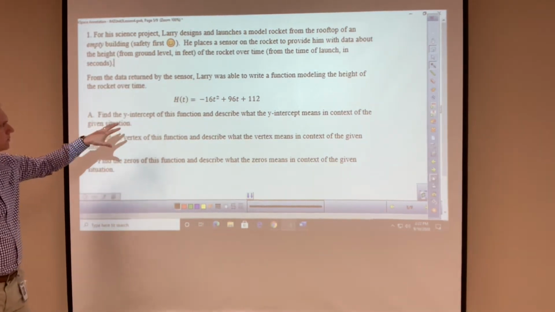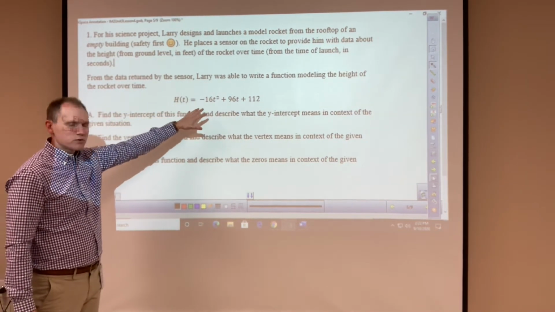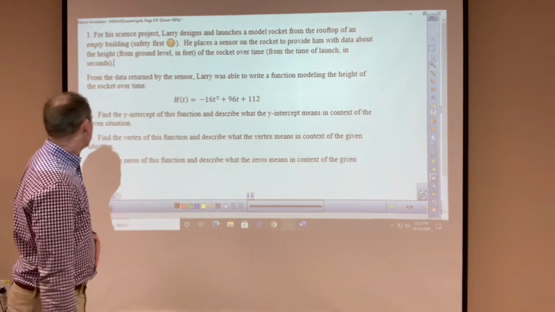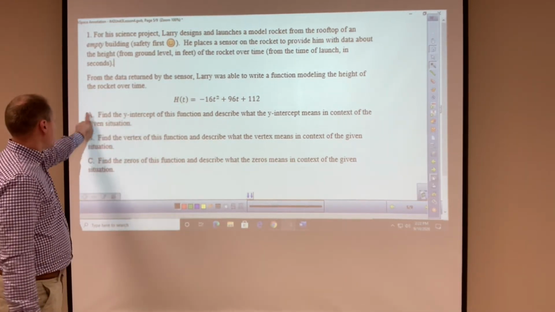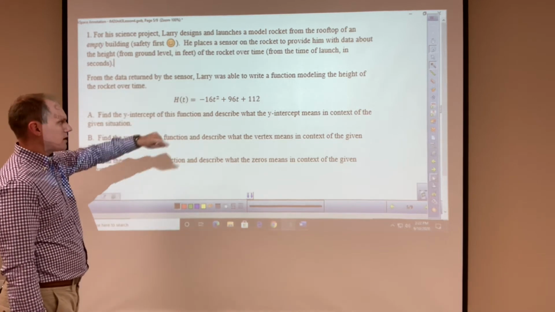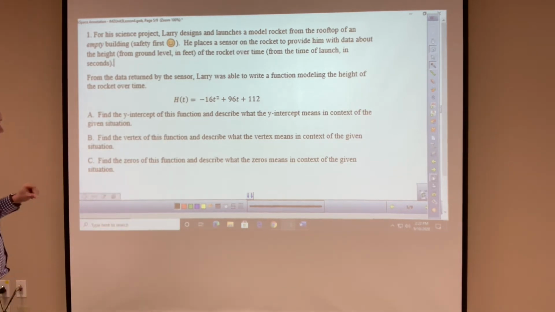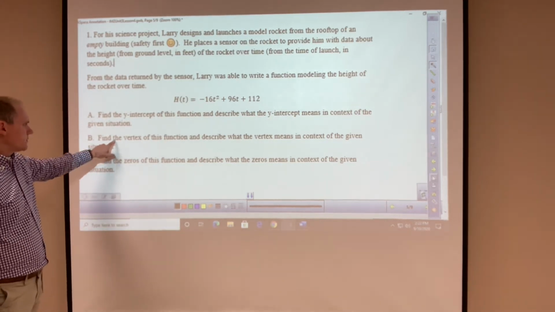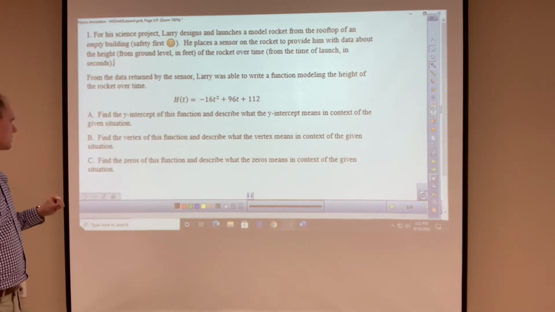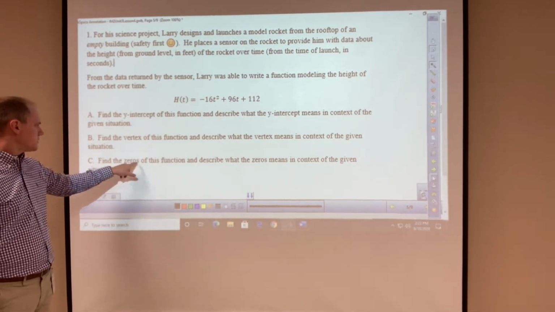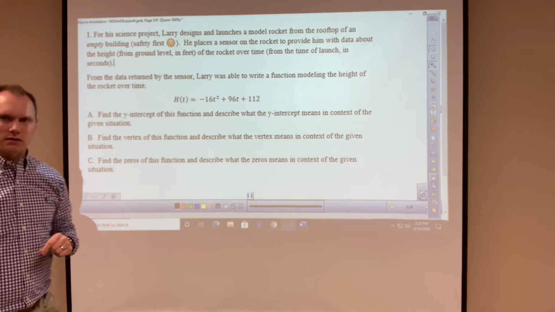So we've talked about the various characteristics of this quadratic and what that might mean. It says find the y-intercept in part A here. It says find the y-intercept of this function, describe what the y-intercept means in the context of the situation. B says find the vertex and describe what it means in the context. And then C says find the zeros and what it means in the context.